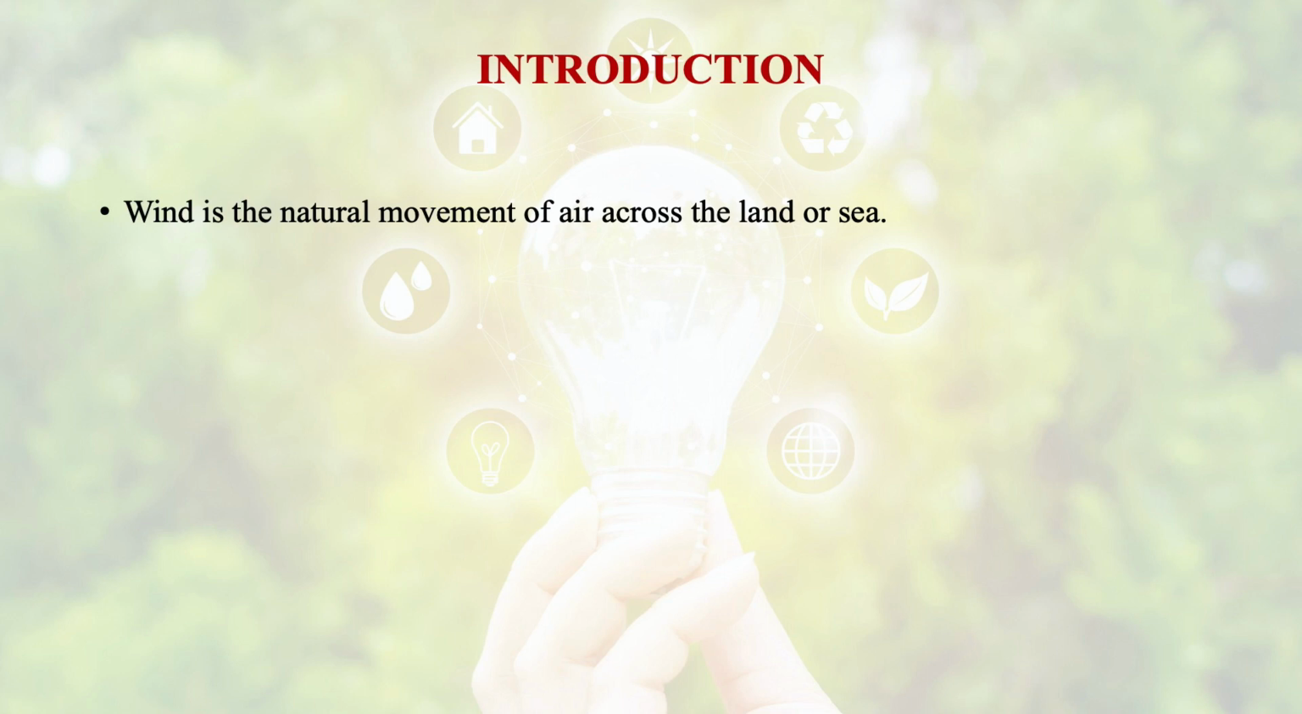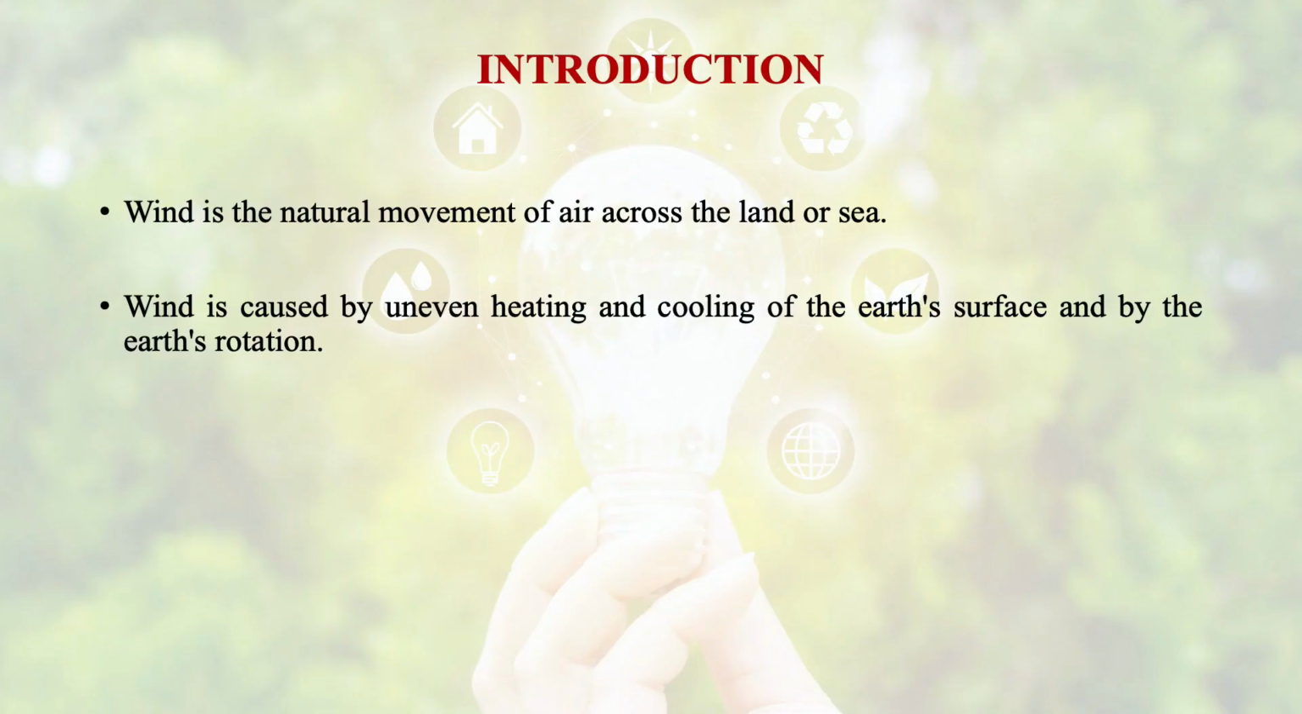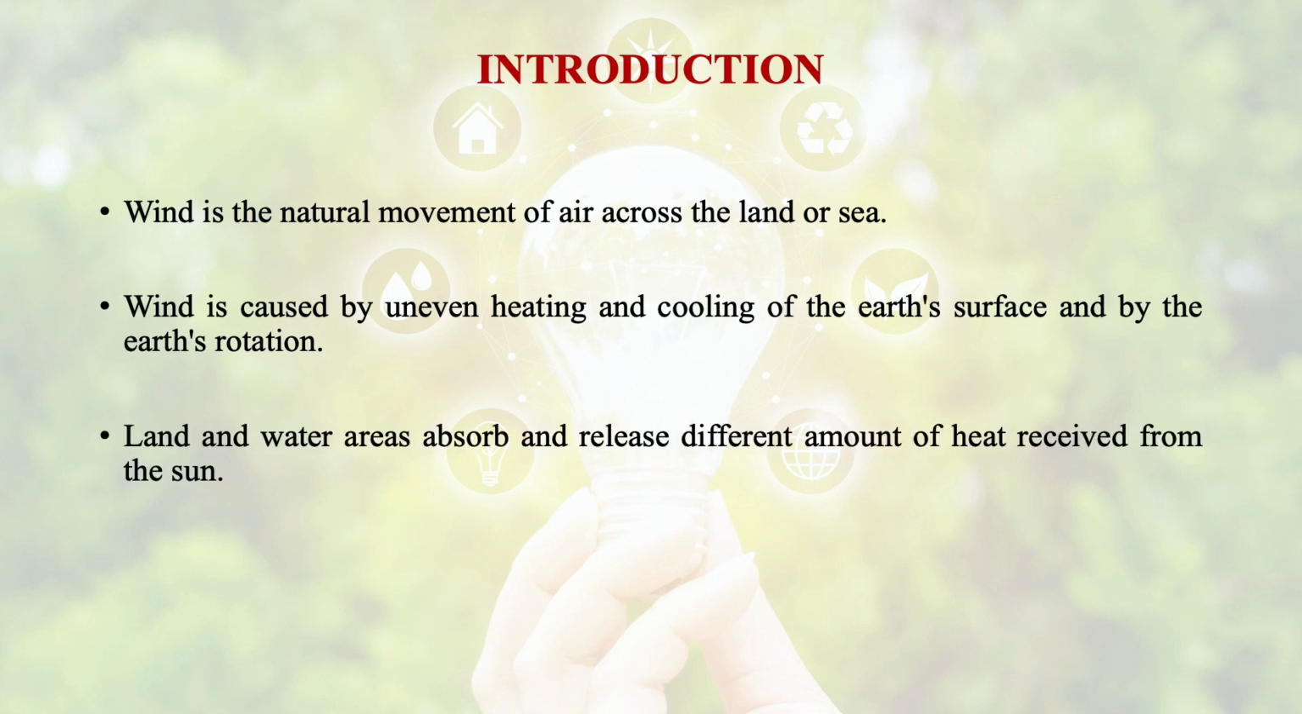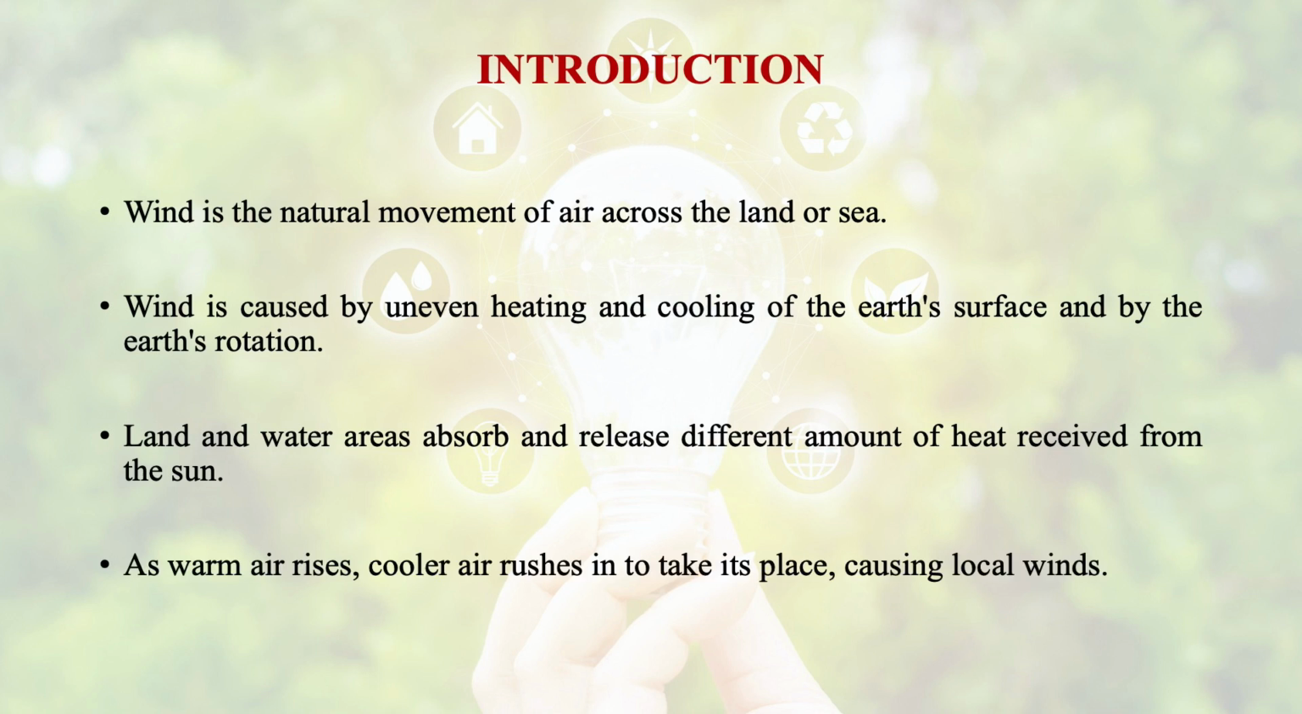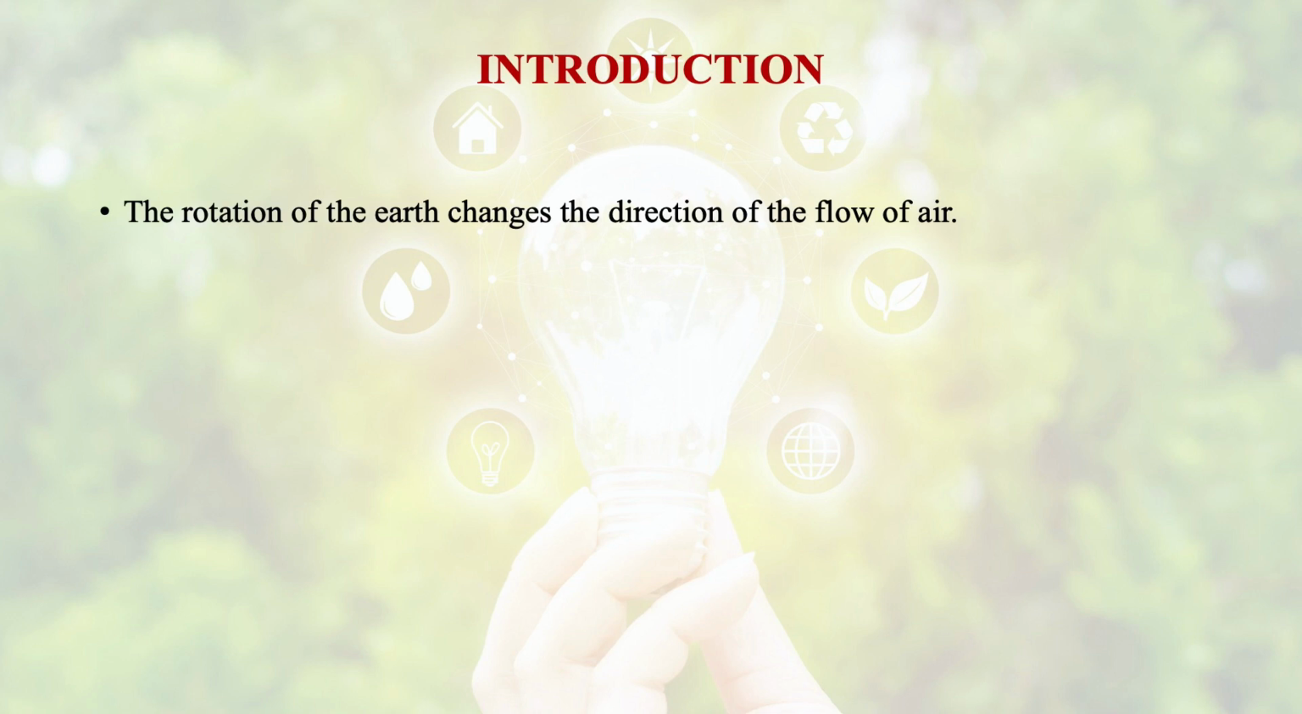Wind, as we know that it is the natural movement of air across the land or sea. So wind is caused by uneven heating and cooling of the earth's surface and by the earth's rotation. Land and water areas absorb and release different amount of heat that is received from the sun. As warm air rises, cooler air rushes in to take its place, causing local winds. The rotation of the earth changes the direction of the flow of air, and wind is simple air in motion.